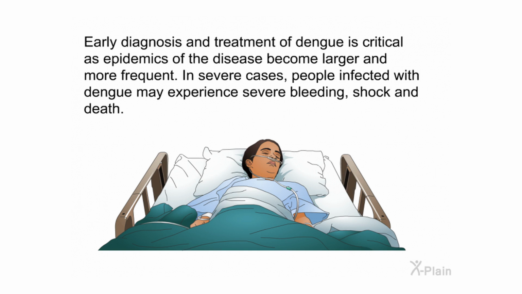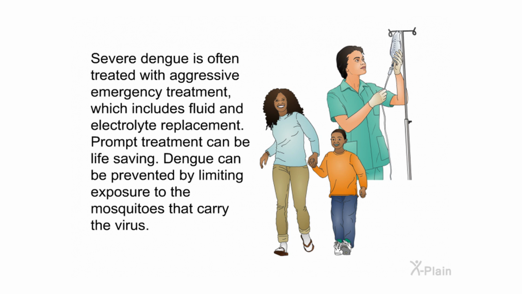In severe cases, people infected with dengue may experience severe bleeding, shock, and death. Severe dengue is often treated with aggressive emergency treatment, which includes fluid and electrolyte replacement. Prompt treatment can be life-saving. Dengue can be prevented by limiting exposure to the mosquitoes that carry the virus.